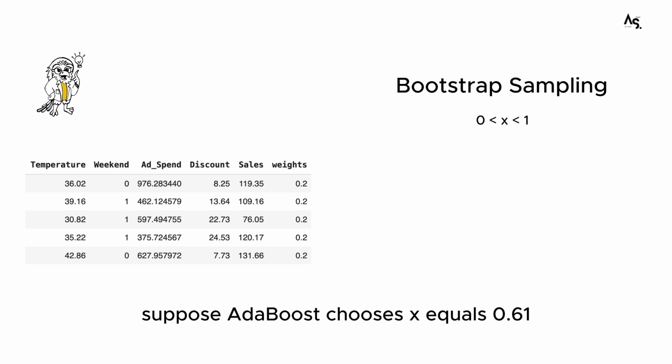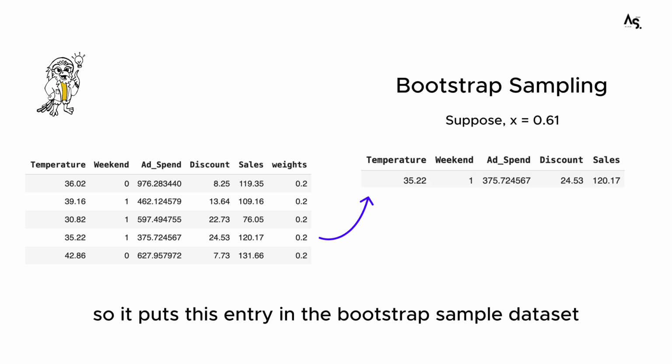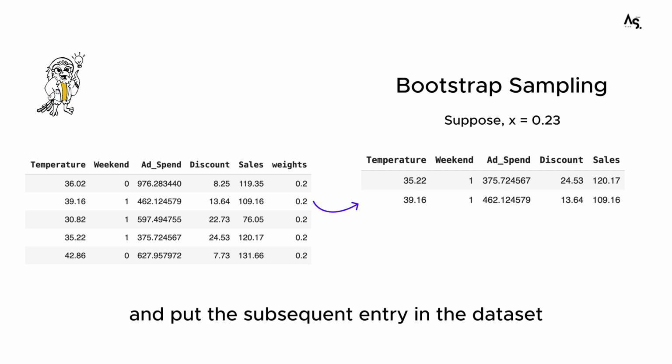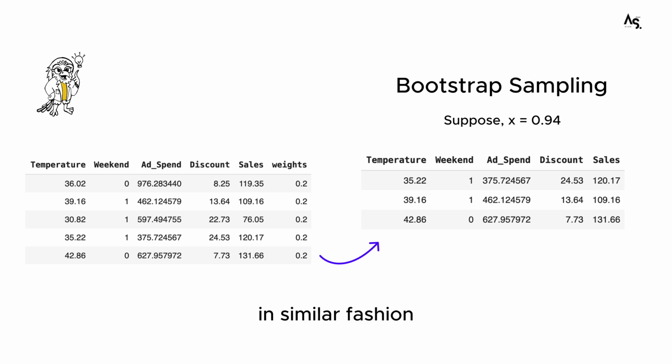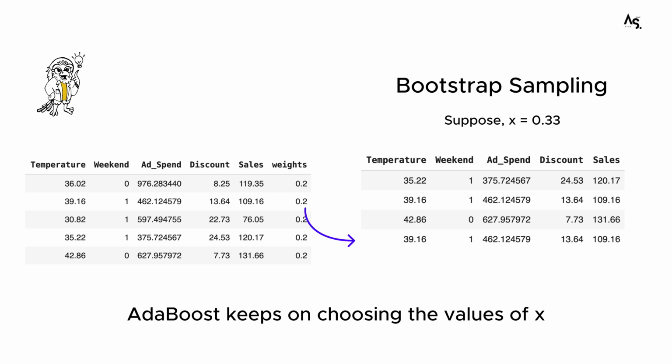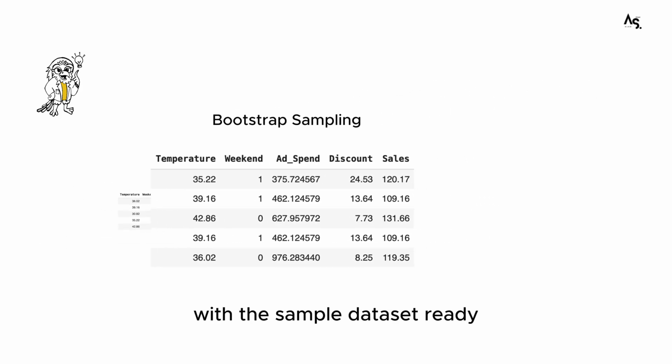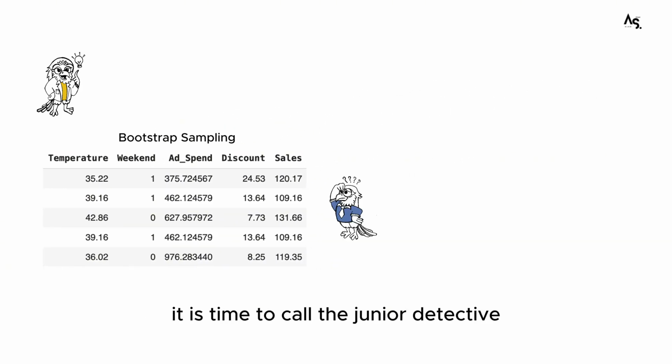Suppose AdaBoost chooses x equals 0.61, so it puts this entry in the bootstrap sample dataset. Then it chooses x equals 0.3 randomly and puts the subsequent entry in the dataset. In similar fashion, AdaBoost keeps on choosing the values of x till the bootstrap sample dataset equals the length of the original dataset. With the sample dataset ready, it is time to call the junior detective.